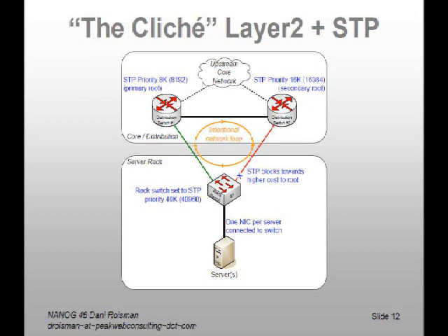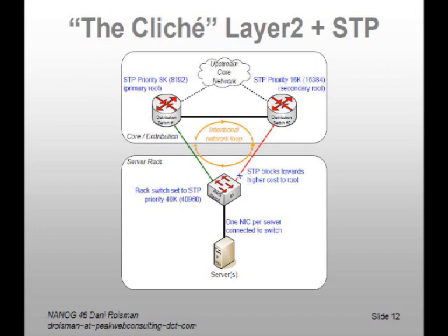And your rack switches, a little hint here, you're going to want to set them lower than the default 32K. I like 40K. It's a nice number. And once you plug all this in, if everything's working properly, spanning tree is going to block towards the backup root. And the loop will be broken, and everything will work just fine.